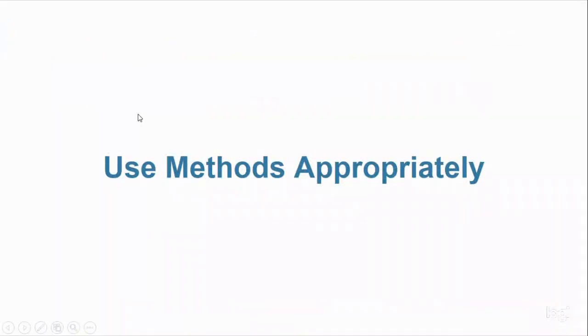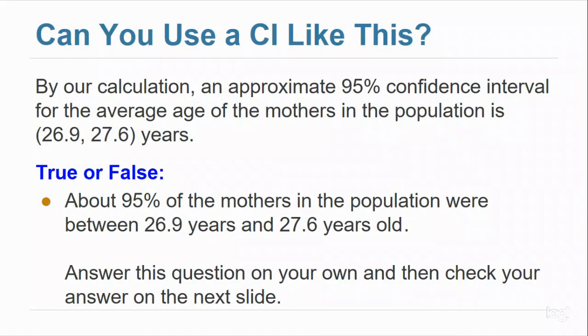It's important to use confidence intervals appropriately. Let's test your knowledge. Suppose we're looking at a collection of mothers that are giving birth in a hospital, and we take a sample of those mothers and compute a 95% confidence interval for the average age of the mothers in the population. Suppose we find that our 95% confidence interval is 26.9 to 27.6 years. Is the following true or false? About 95% of the mothers in the population were between 26.9 years and 27.6 years old. Answer this question on your own and then check your answer on the next slide.